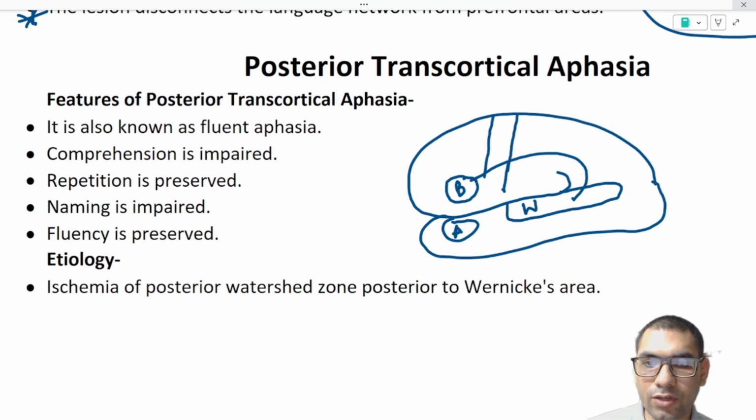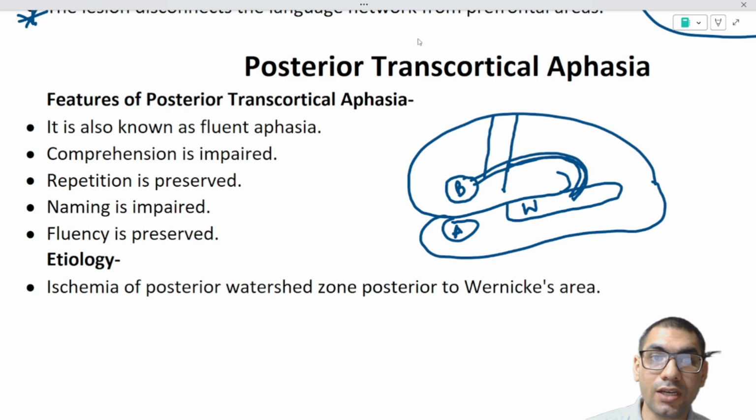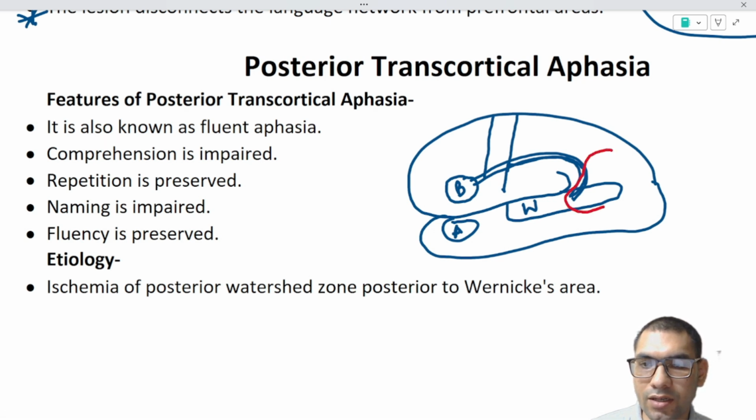Because this is transcortical aphasia, and it's posterior transcortical aphasia, there must be involvement of some posterior part of the language network. What is the posterior part? Posterior part is basically the posterior temporal or the posterior parietal lobe. This part is involved.